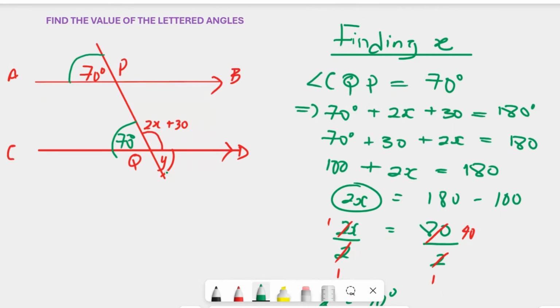And how do we find the value of y? I don't have to waste time on this y, because this particular angle, 70 degrees, and y are vertically opposite angles. So 70 degrees is equal to y. They are vertically opposite. So that's the value of y. Let's take our next question.